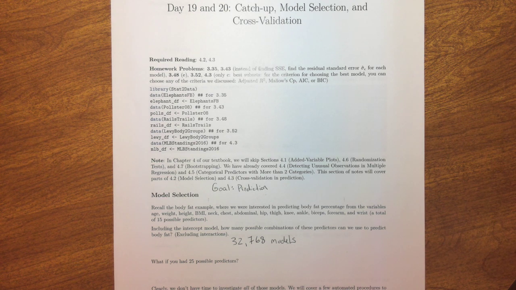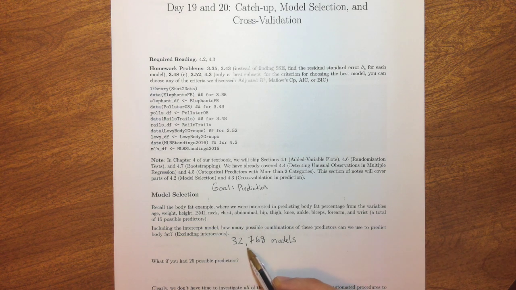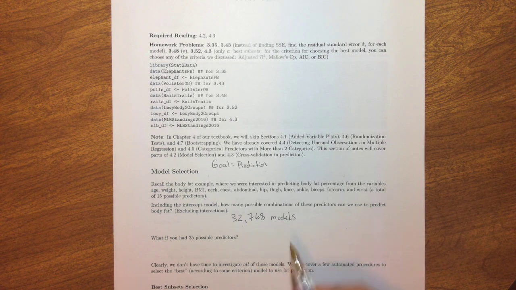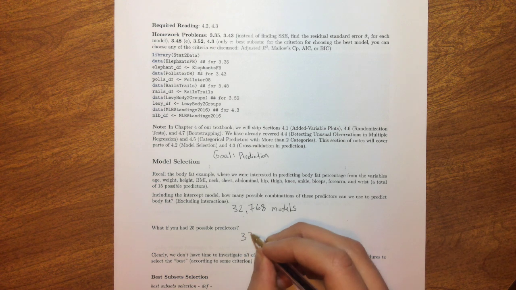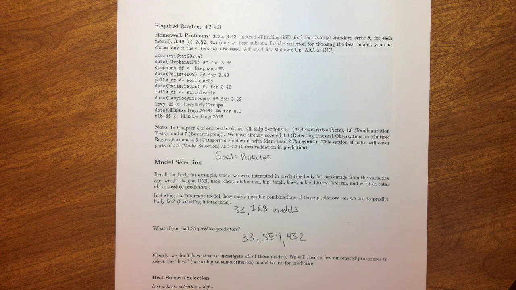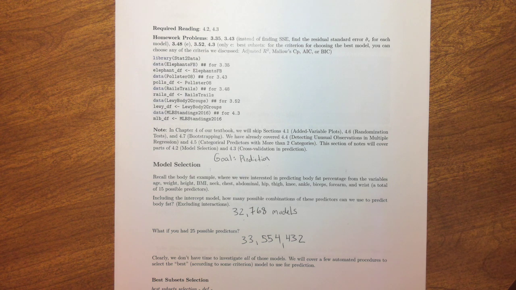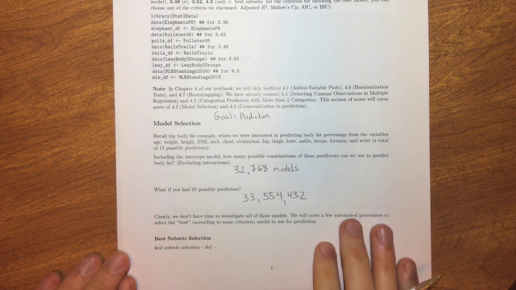And that's not even including quadratic regression, so including an x squared term. That's not including any interactions. That's just how many different combinations of these can we make to predict body fat. If you had 25 possible predictors, which still isn't that many, then the number of models that you could make jumps up to 33 million. So clearly we don't have time to fit and investigate all of these different models. And so we're going to cover a procedure that will automate the model selection process for us.